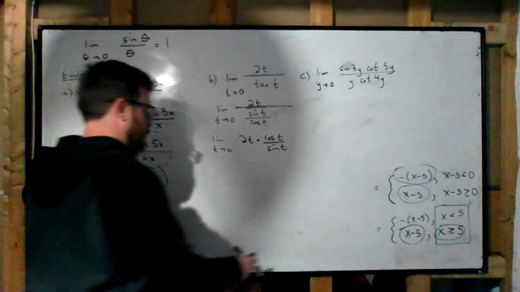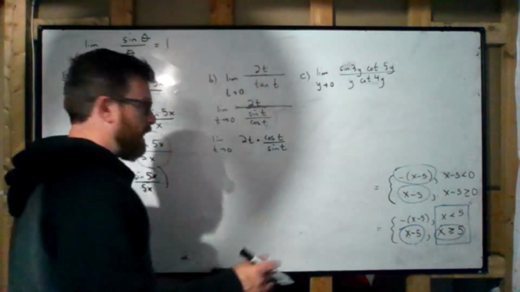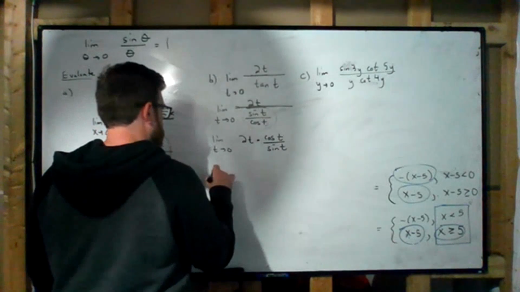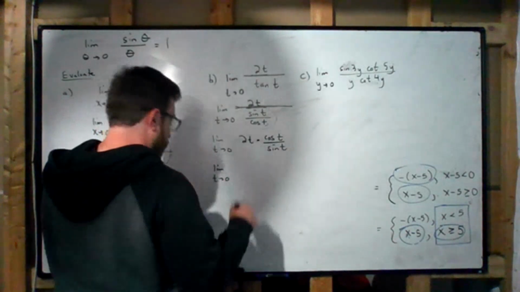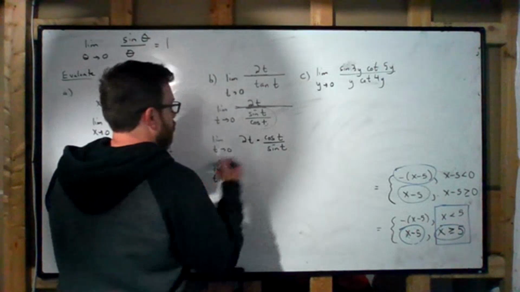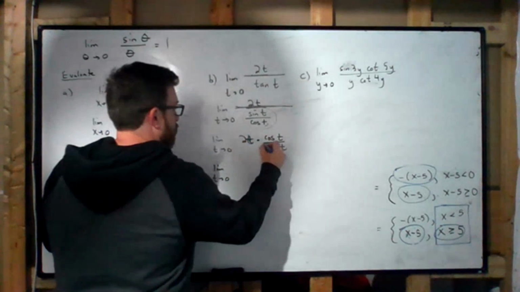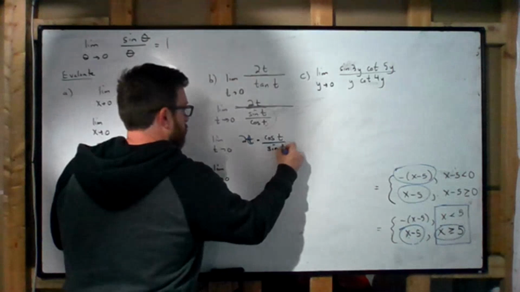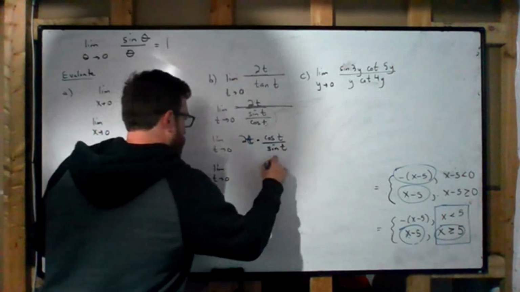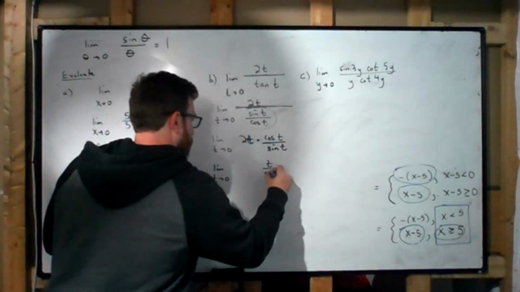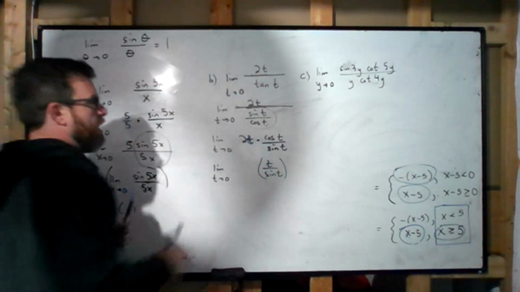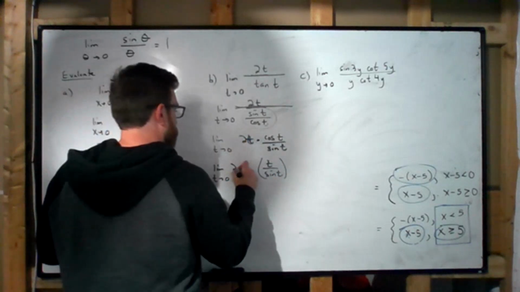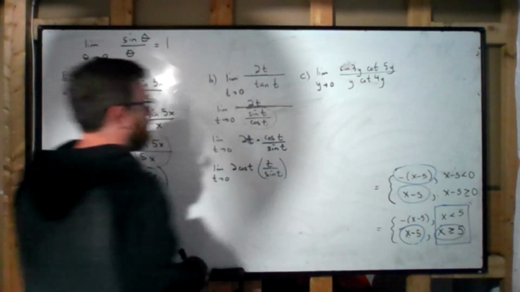Now I'm close. I'm going to do a little reordering because I have a whole bunch of multiplication here. So this is the limit as t goes to 0 of, well, what I'm looking for is t over the sine of t. And I have that expression. But I still have a 2 cosine t left over.